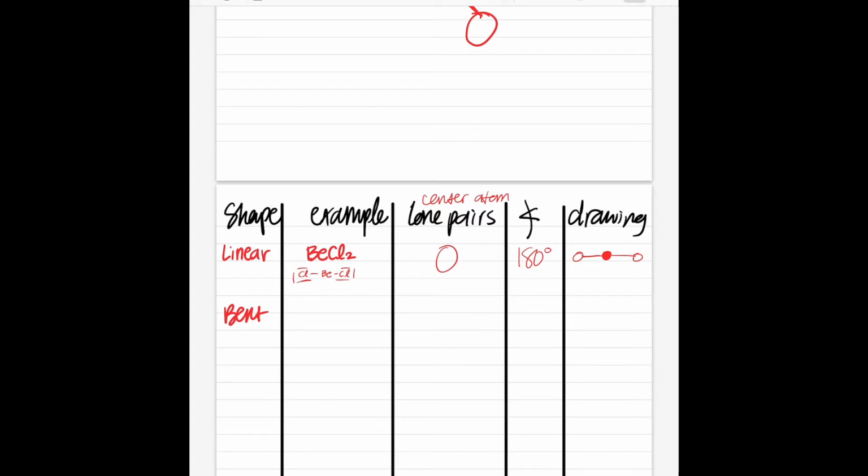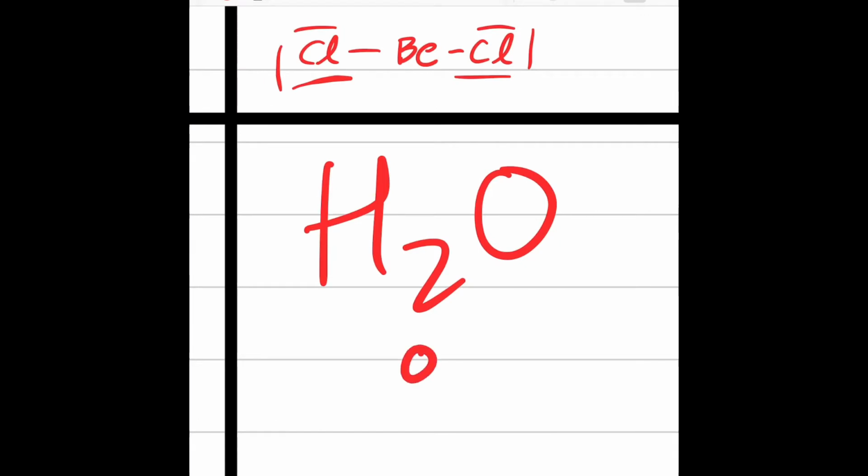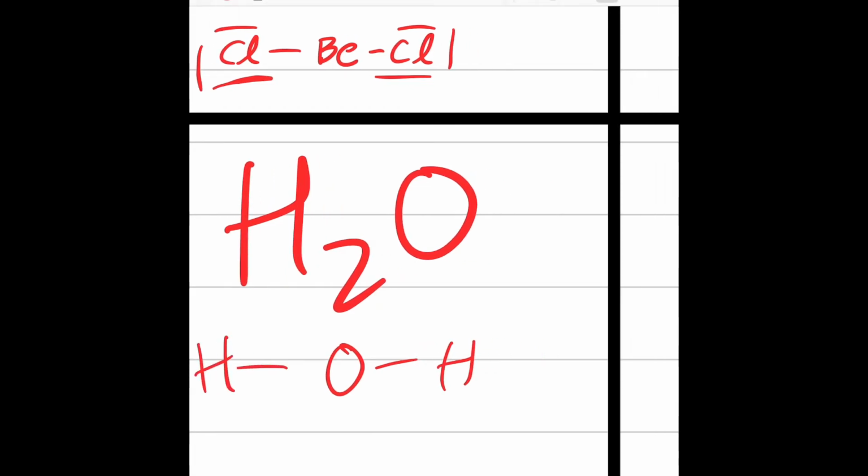What's the next one on the list? All right, so a great example of bent is going to be water, H2O. Now it has 2 lone pairs on its center atom, and it is around 120 degrees. Now that little squiggly line means about. So let me draw this real quick for you. So I have an oxygen in the center and 2 hydrogens. If you did the math with this, hydrogen is 1 valence electron, but there's 2 of those, so it's 2. Oxygen is 6 times 1 is 6. 2 plus 6 is 8, divided by 2 is 4 dashes.